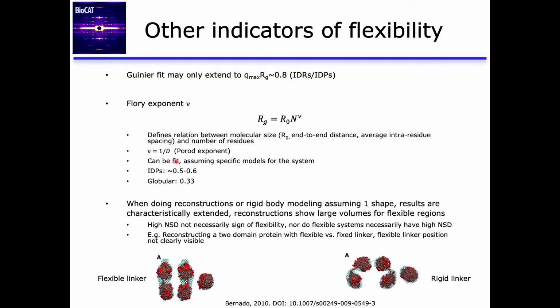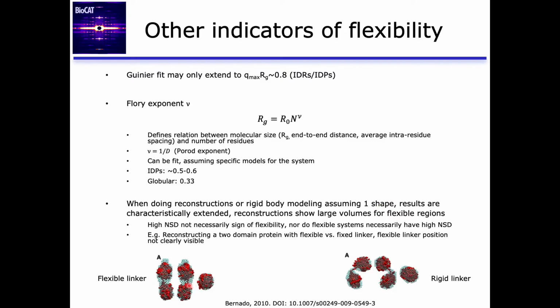This is a fit assuming specific models, so it can only be done if you have a specific model for the system. And then if you get all the way to doing reconstructions or rigid body modeling, assuming one shape, the results tend to be characteristically extended because they're trying to fit these extended flexible conformations in solution. And the reconstructions tend to show large volumes for flexible regions. This is indicated nicely in this set of figures here.